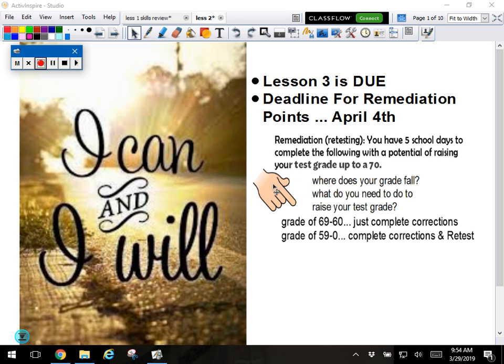This is Pre-AP Algebra 1, Quadratic Functions Unit, Lesson number 2. Please notice the announcements on the board. Lesson 3 is now due. The deadline for remediation points is April the 4th.